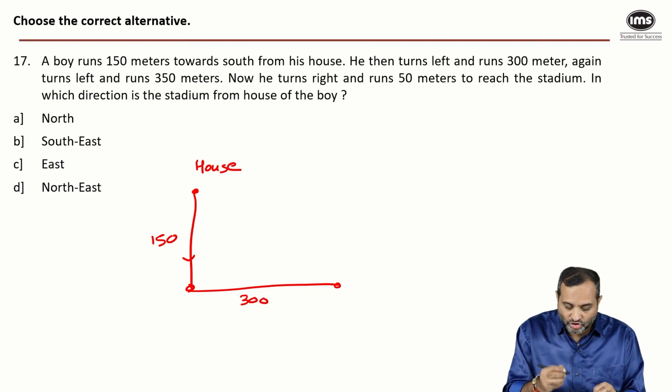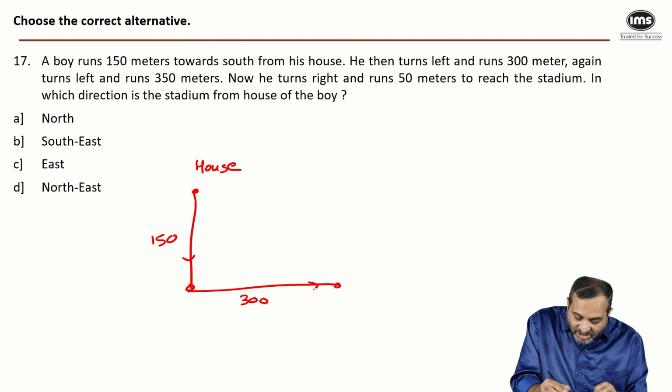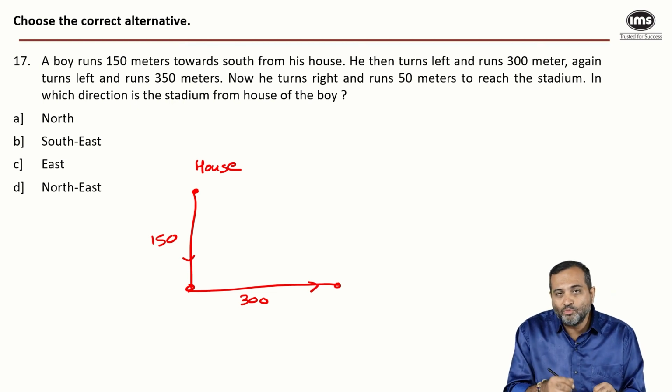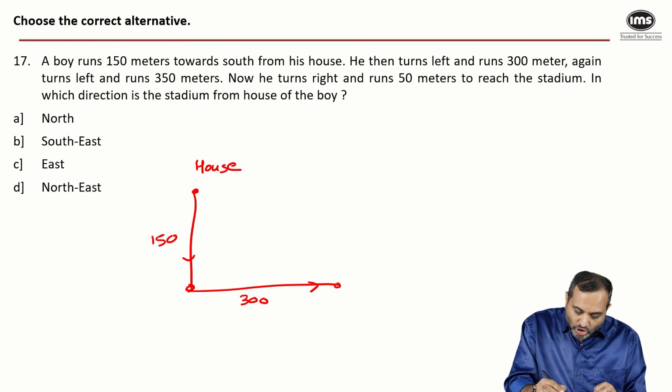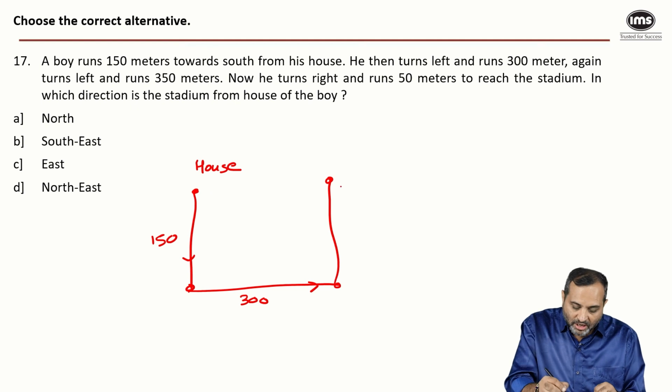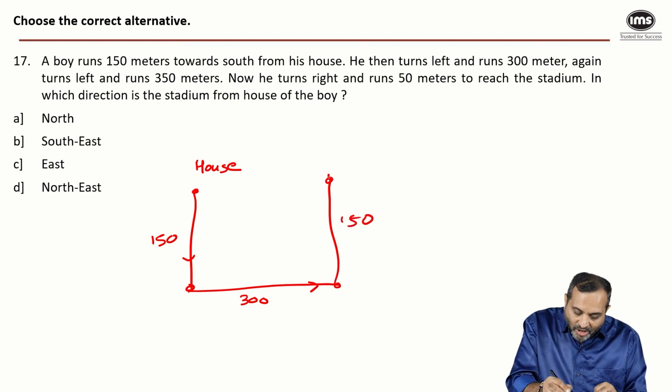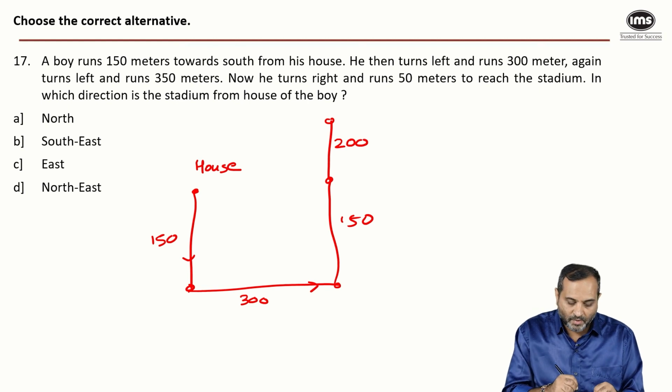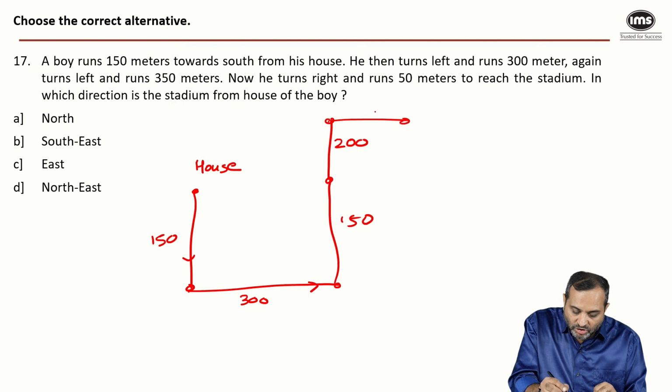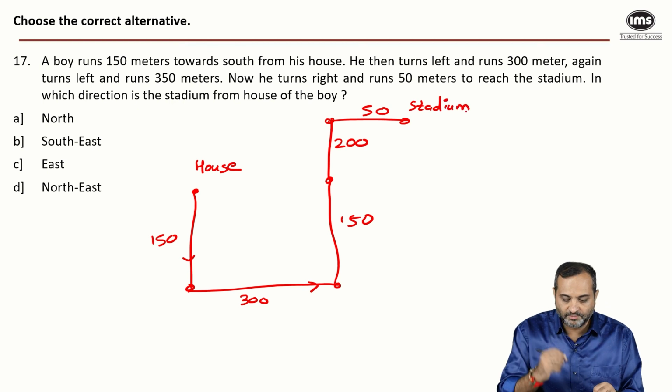Again turns left. So can I say now this is the direction in which he is moving? So when he moves left, he will move up. He runs 350 meters. So 150 meters will come exactly in line with his house and another 200 meters. Now he turns right and moves another 50 meters. So this is where he reached, where the stadium is.